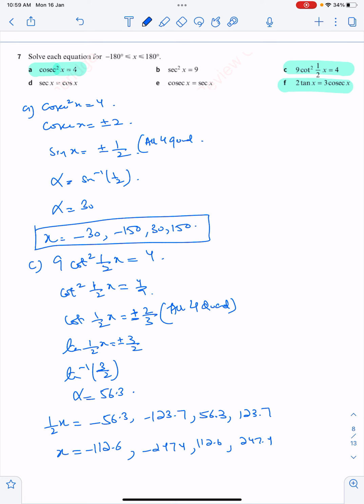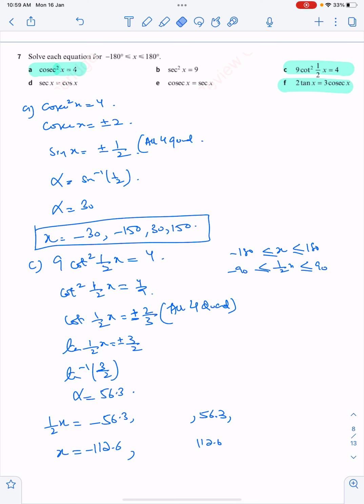The problem is that this answer and this answer are going out of the range, so we don't have to take them, because in this question we forgot to alter the range. If you take the range to be between negative 180 and positive 180, for half of x you have to accept all the angles between negative 90 and positive 90. So I didn't have to take these two because they were going out of the range. I'm eliminating them. The final answers are these two only, 112.6 and negative 112.6.